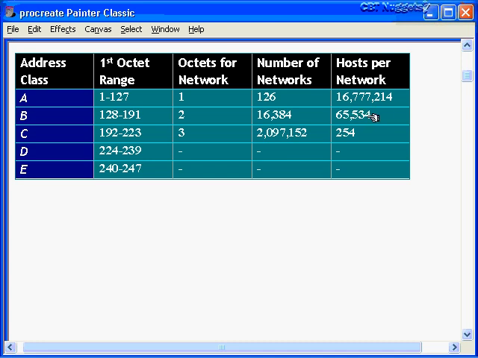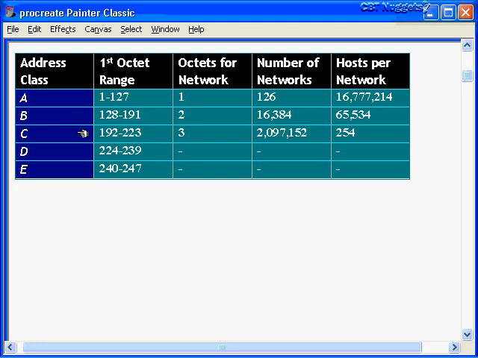Now, this isn't all the possibilities because you can't use the 0 and you can't use the highest possible number for the host. We'll talk about that a little bit later on because each network has to have a broadcast address, an address that represents all the hosts on that network. So mathematically, this won't equal all the possibilities. But one of the most important things to memorize from this table is the first octet range of a Class A, Class B, and Class C.